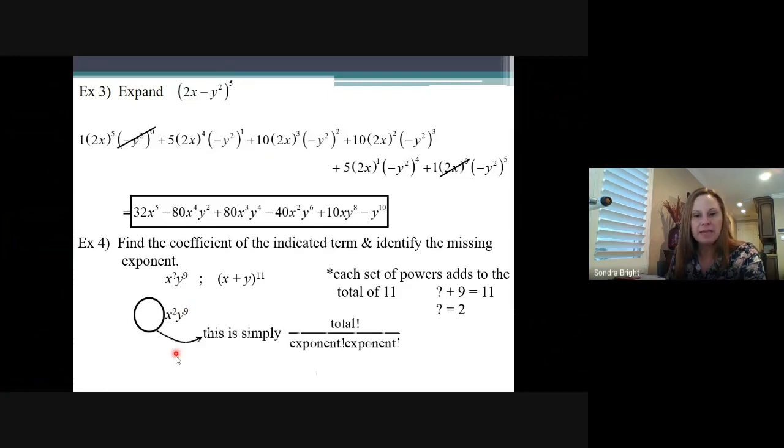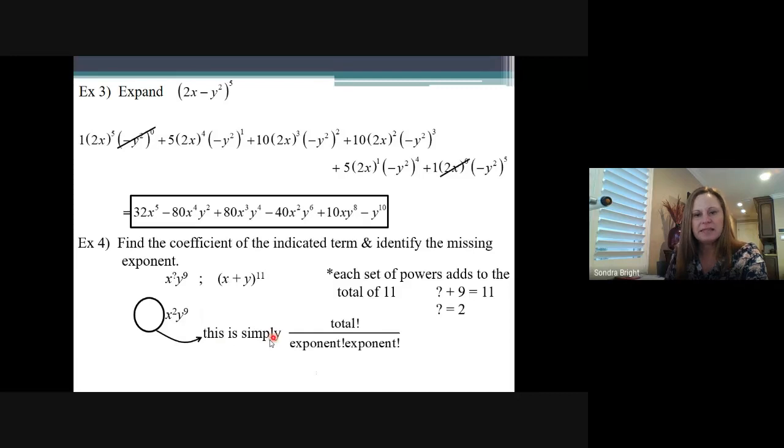It'll be 11 factorial over, do you see that the 2 and the 9, one of them is 11 minus 9 and the other one is 9? It's the n minus r and then r. And it doesn't matter which one you choose. 11 choose 9 or 11 choose 2, it'll give you the same answer.